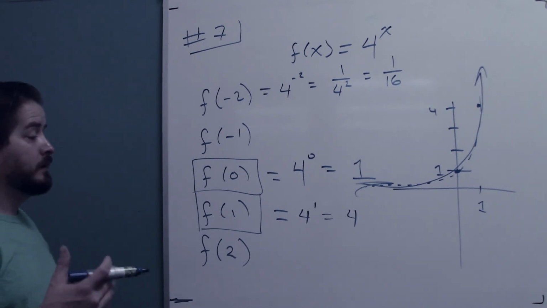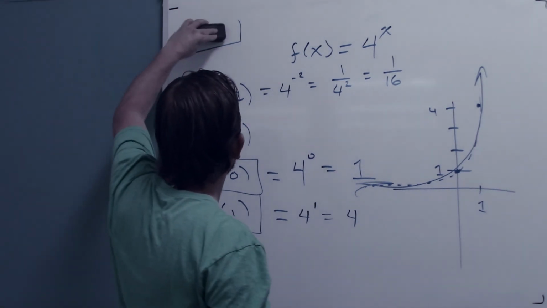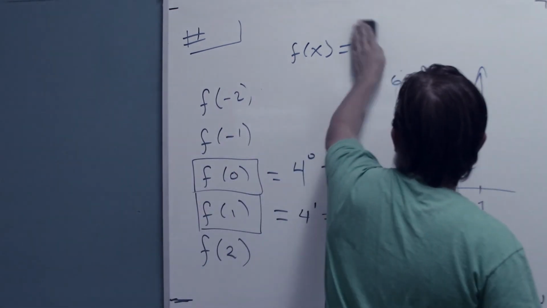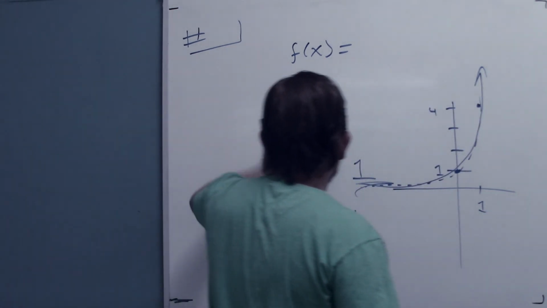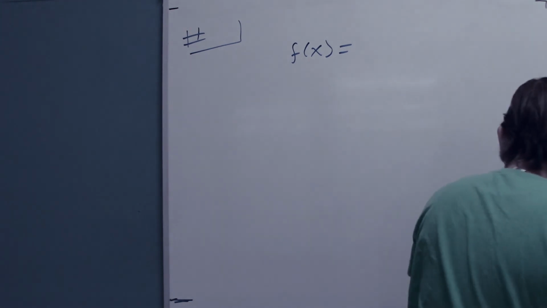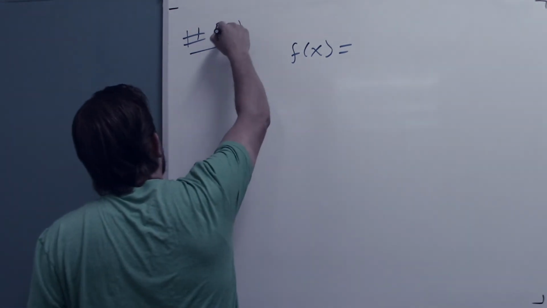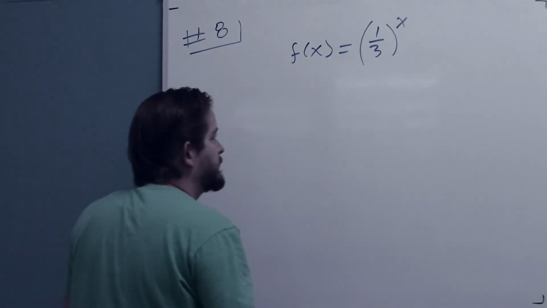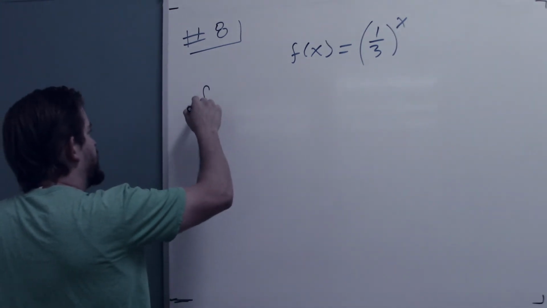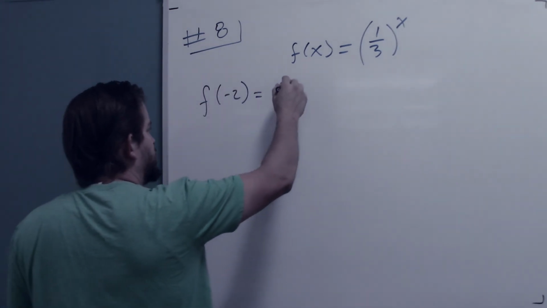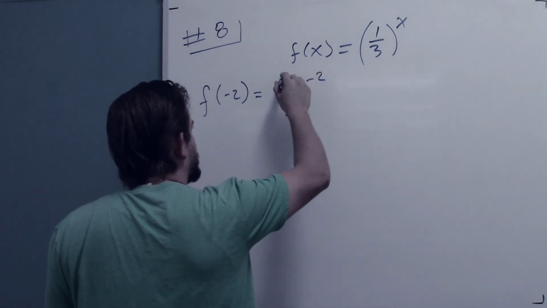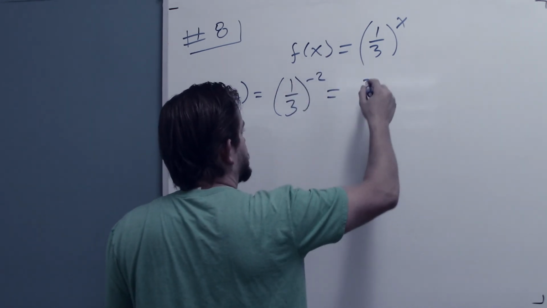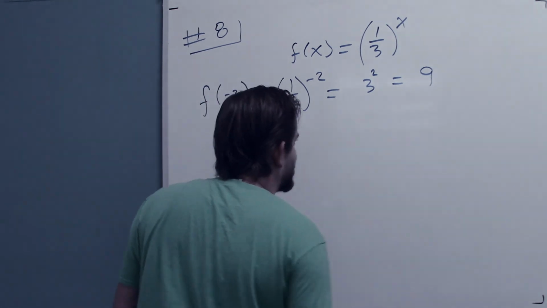Okay. Let's look at number 8. Number 8, we have f of x equals 1/3 to the x. And again, it asks us to find some values like f of negative 2. f of negative 2 would be 1/3 raised to the negative 2, which would be the same thing as flipping 1/3 and having it be 3 over 1, or just 3 to the 2, and that of course is 9.